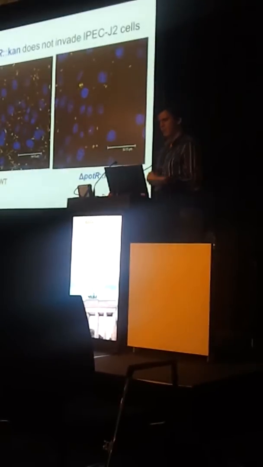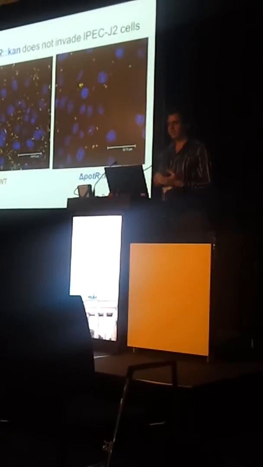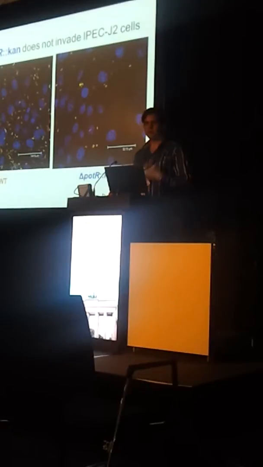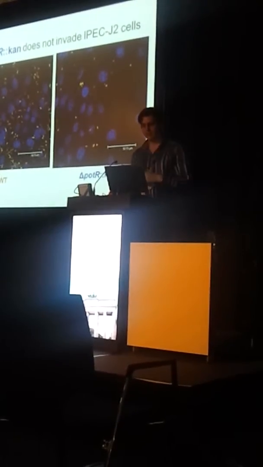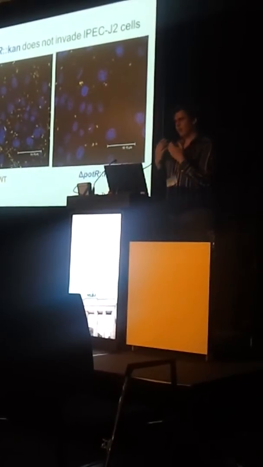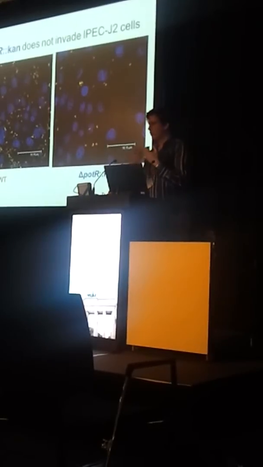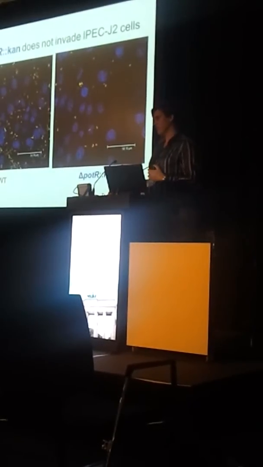So how did this contribute to pathogenicity? Well, as I just showed, the gene POTR was most heavily upregulated in the jejunum. So I decided to look at how pathogenicity was affected when exposed to a porcine jejunum-derived cell line.